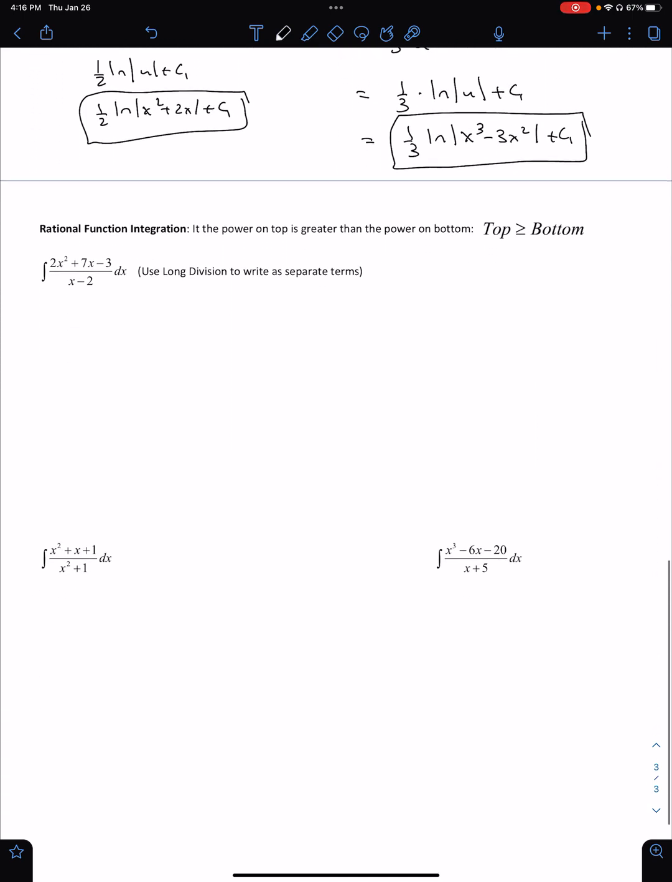Okay, we're going to pause here, go on to my next video, and we're going to take a look at what happens if we have a rational function. And these are really easy to do. I will see you then.